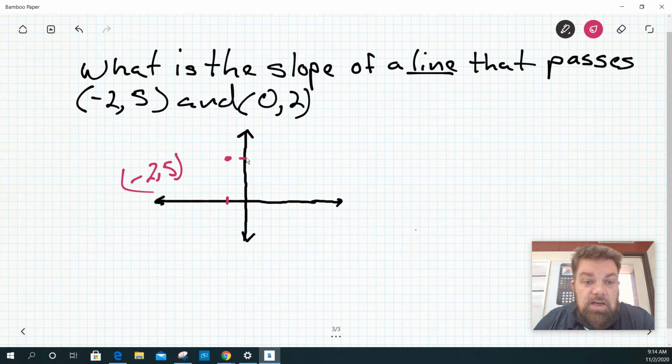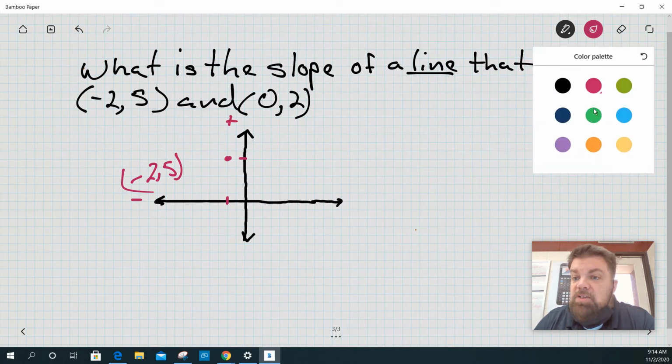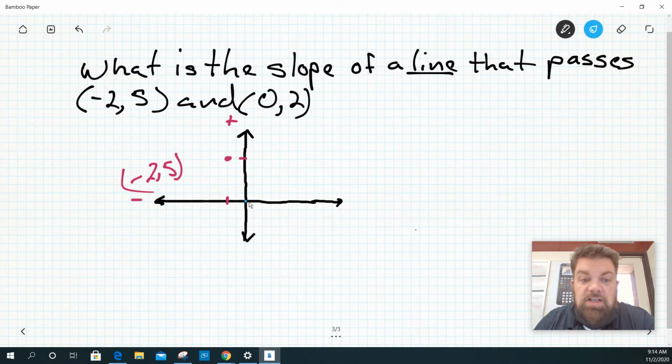All right, so I went to the left in the negative x direction, then I went up 5. Now for the next one, I'm going to go 0 in the x direction. That means I'm not going to go to the left or right at all. And then I'm going to go up 2 right here. Now that point right there is (0, 2).